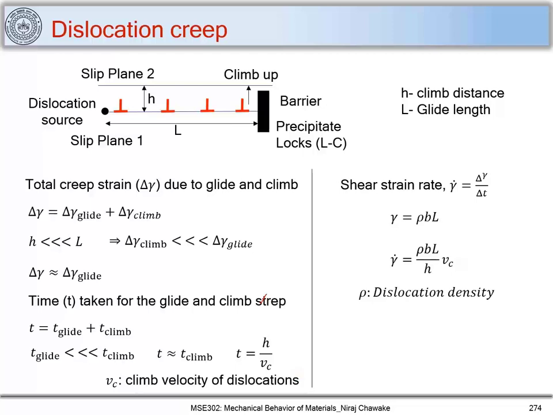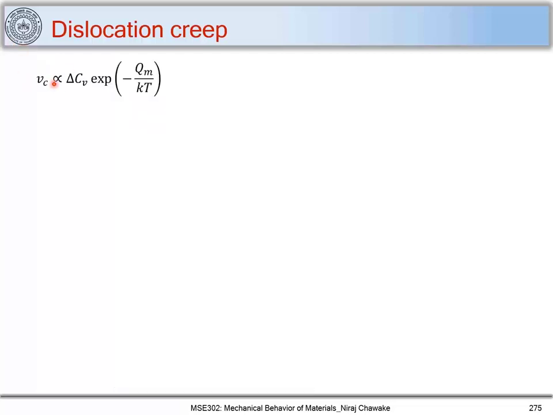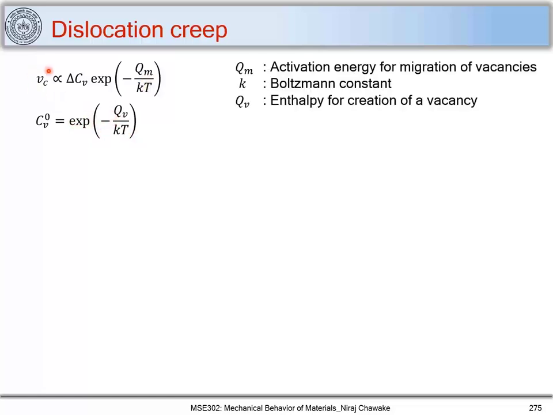Now let's probe further. This Vc, that is the climb velocity of dislocation, can be written as delta Cv exponential of minus Qm upon Kt. And this Cv, the initial concentration of vacancies, can be written as exponential of minus Qv upon Kt. So here this Vc depends on the vacancy concentration and Qm, the activation energy for migration of vacancies. And this Cv star, that is the initial vacancy concentration, can be written as exponential of minus Qv upon Kt, where Qv is nothing but the enthalpy for creation of a vacancy.